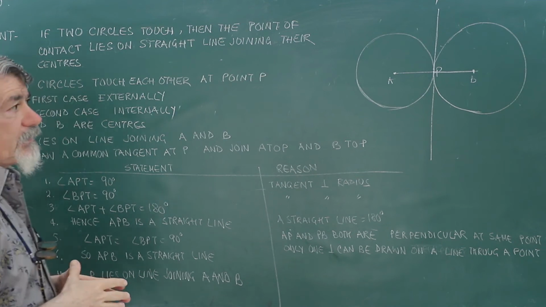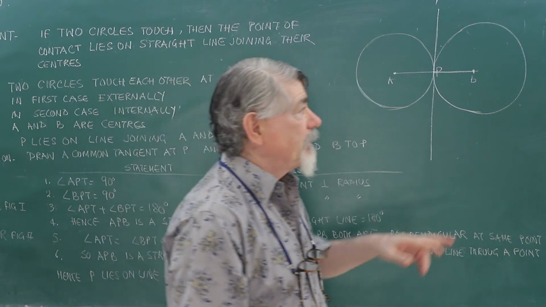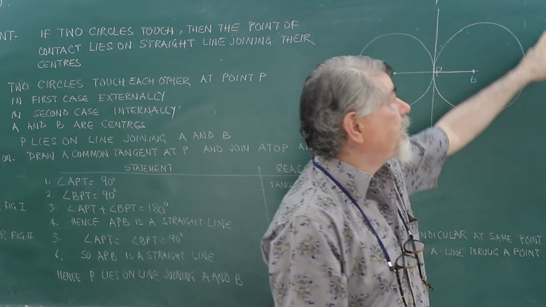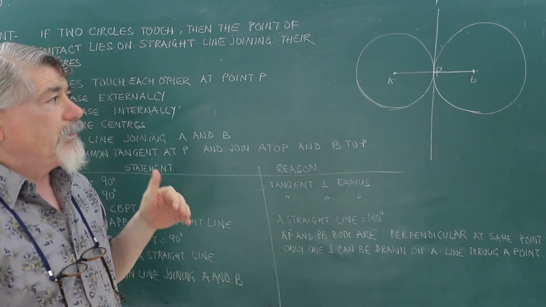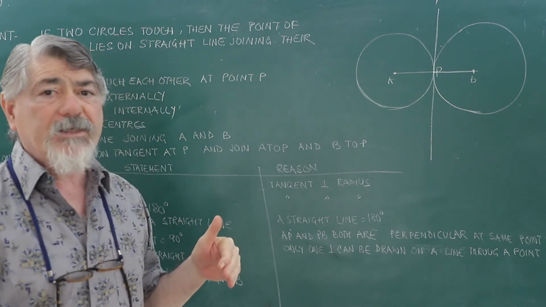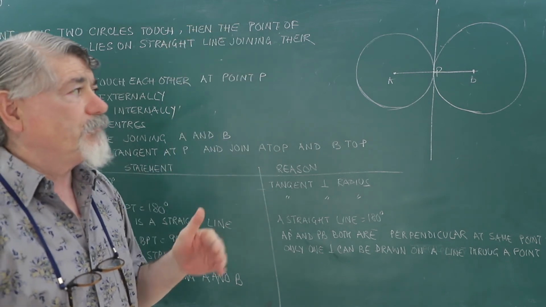This is the first case. Now let us see the second case. In the second case, what we are saying is again that angle APT will be 90 degrees. The same reason we are applying: AP is the radius of the bigger circle and PT is tangent to that circle at point P.